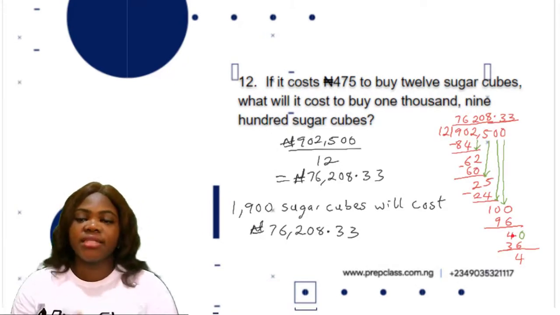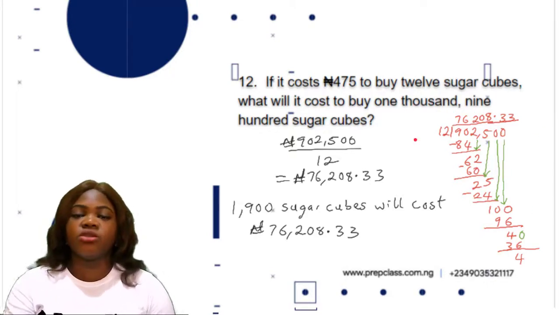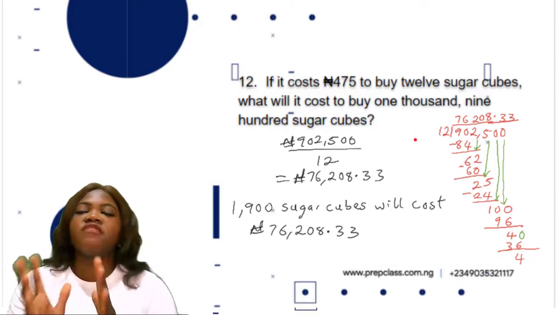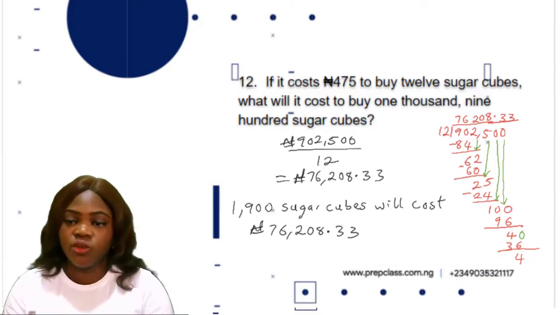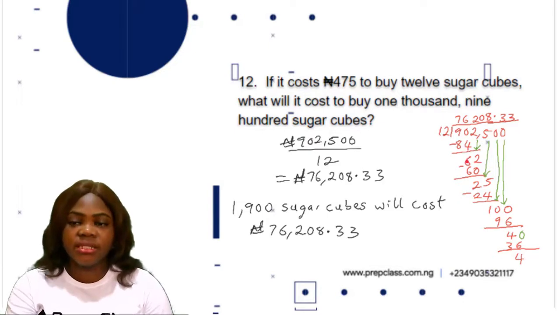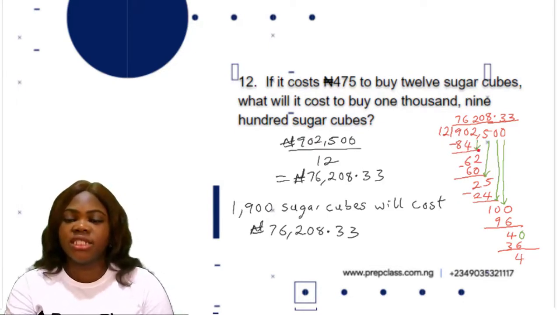So let's do that here now. So 902,500 divided by 12. Let's do this using the long division method. Okay, so let's find the first possible digit that is divisible by 12, and that is 90. So 90 divided by 12 is 7. 7 times 12 is 84. 90 minus 84 is 6. So 6 is not divisible by 12, so we drop down the next digit, which is 2.